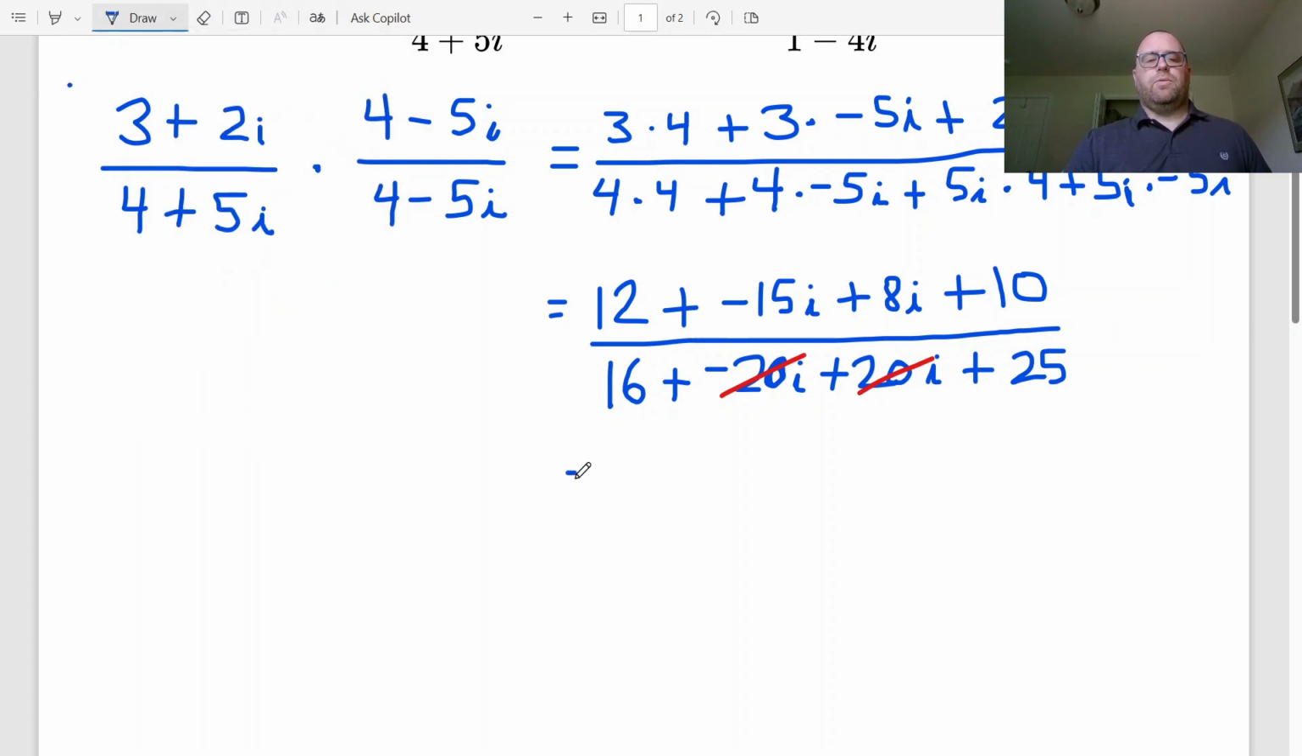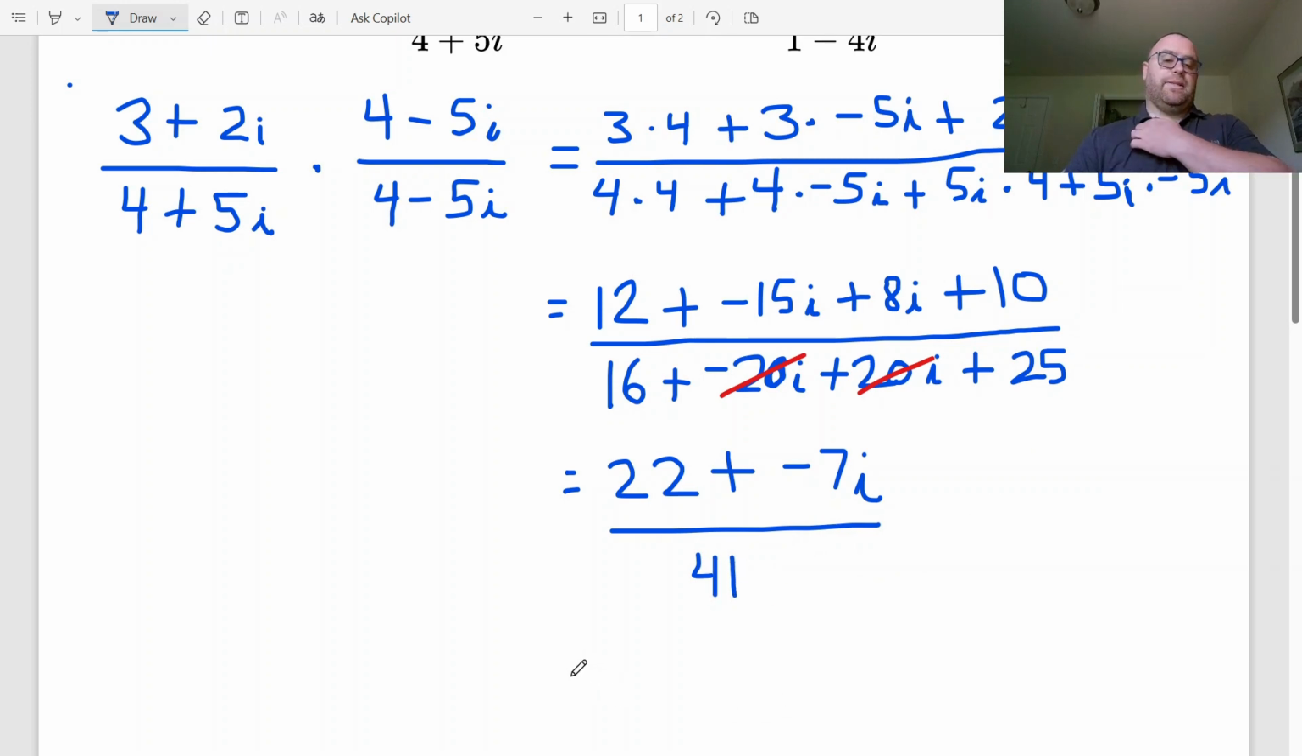So this is going to equal 12 plus 10. So 12 plus 10 is going to be 22. And then plus, we have negative 15i plus 8i, which is going to be a minus 7i. And that's all going to be over 16 plus 25, which is 41.